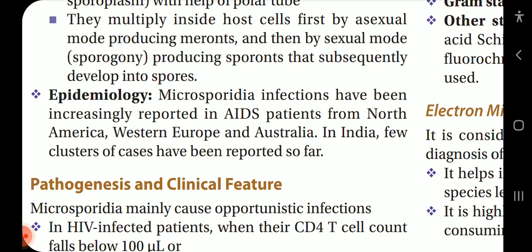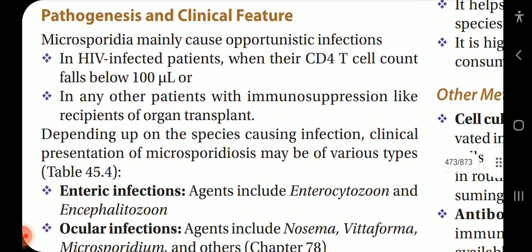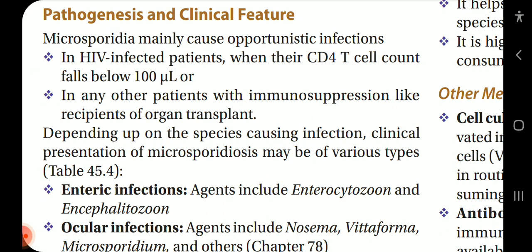Epidemiology: Microsporidia infections have been increasingly reported in AIDS patients from North America, Europe, West Europe, and Australia. In India, few clusters of cases have been reported so far. Pathogenesis and clinical features: Microsporidia mainly cause opportunistic infections in HIV infected patients when their CD4 T cell count falls below 100 per microliter, or in any other patients with immunosuppression like recipients of organ transplant.